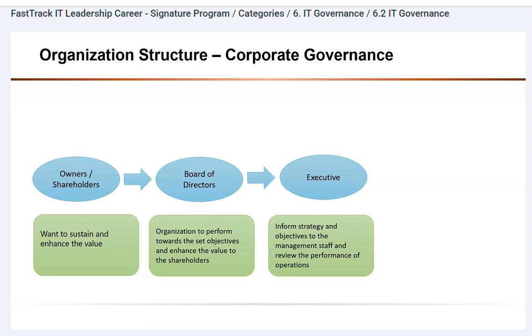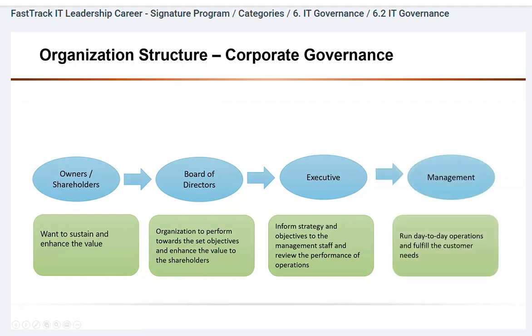The executives' job is to inform the management staff of the strategy and objectives and review the performance of operations, because executives are making sure the execution is happening. Management is the team or people who are running day-to-day operations and fulfilling the customer needs. So we're looking at the org structure from shareholders to board of directors to executives to the management.